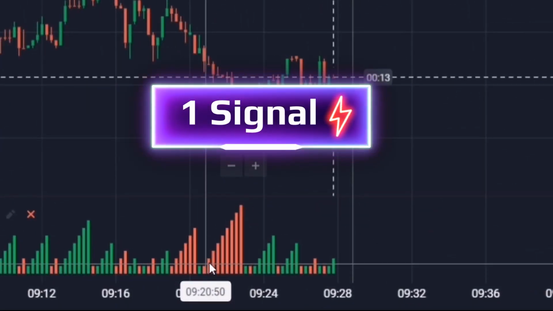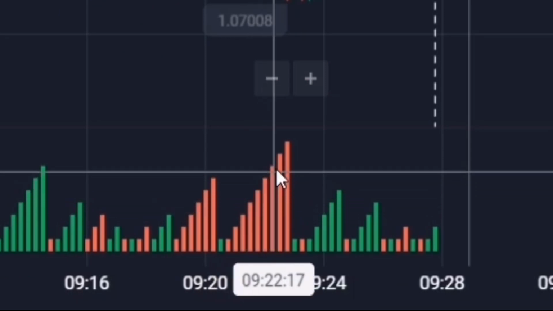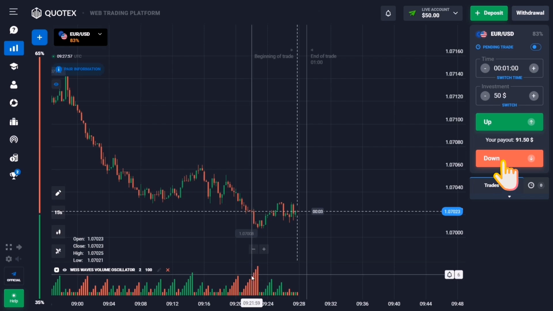Signal number 1. You can see a red histogram. Each red bar is longer than the previous one. The decrease in volumes is dominating. The price will go down. You open a down trade.